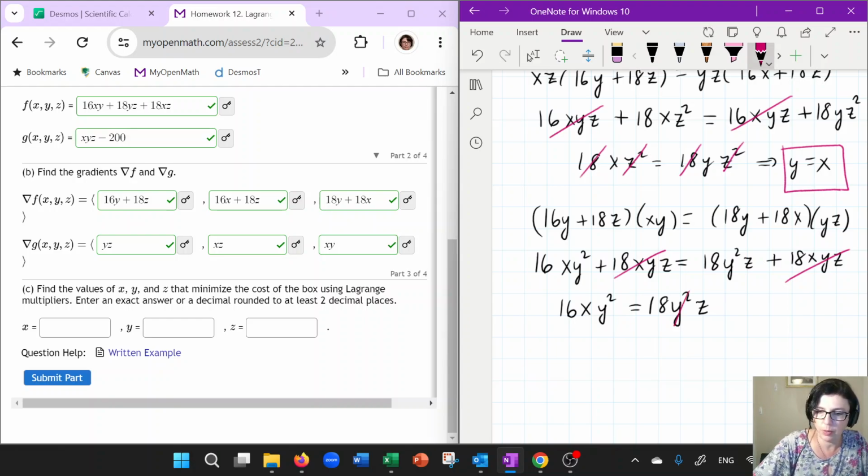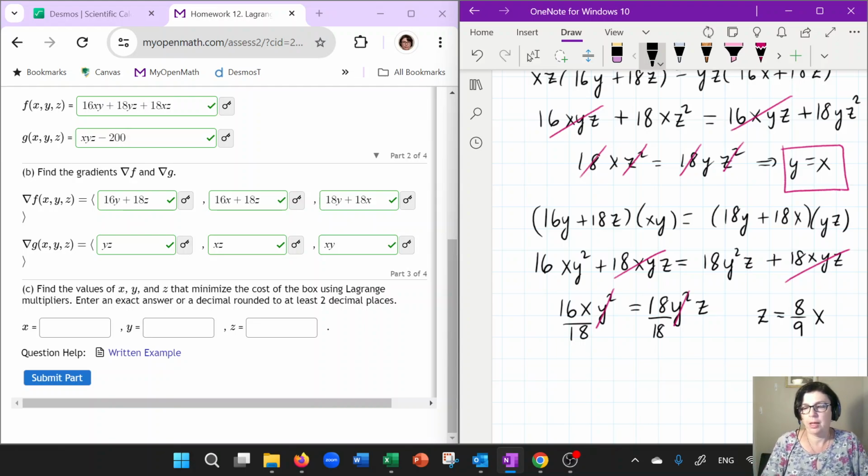Now, what can we cancel here? So we can cancel y squared. That goes away. But pretty much that's it. So we're going to have to divide both sides by 18 so that we can express z in terms of x. So that'll give me z equals 16 over 18. There is really nothing much we can simplify here other than just say that that's 8/9 multiplied by x. Okay, so now we have a connection between z and x.